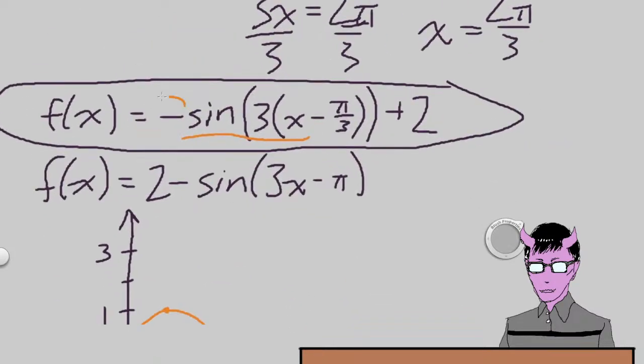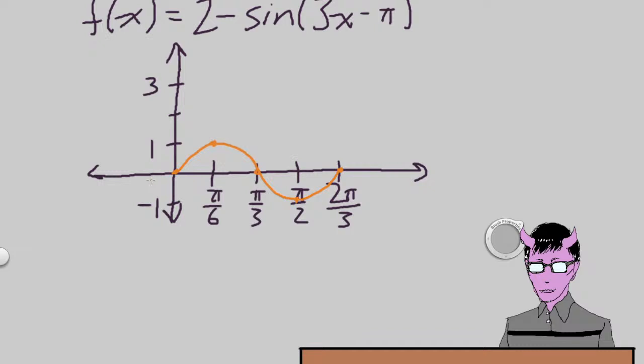Now let us consider the reflection. This is just a negative outside of the main trig function, so this one just affects the y values. So we're going to reflect it across the axis containing the nodes. So instead of being upwards right here, it's going to be downwards there.